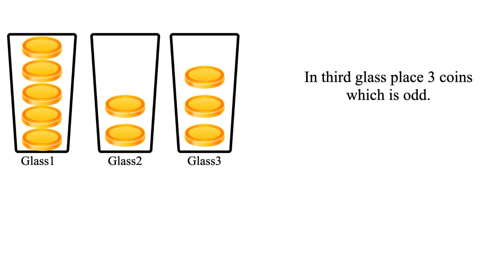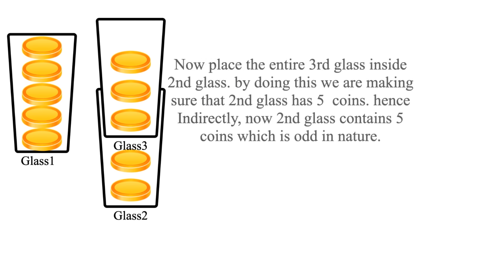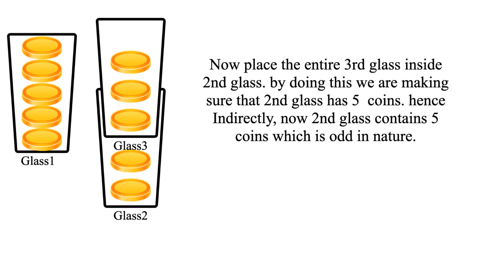Now is the important step. After the third step, glass 1 has 5 coins, glass 2 has 2 coins and glass 3 has 3 coins. Now place the entire third glass inside the second glass. By doing this, we are making sure that the second glass has 5 coins. Hence indirectly, now the second glass contains 5 coins which is odd in nature.